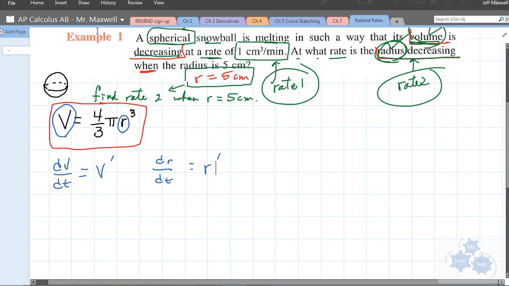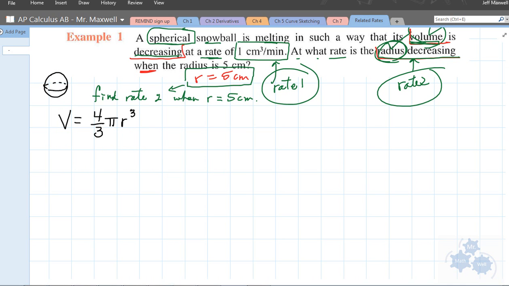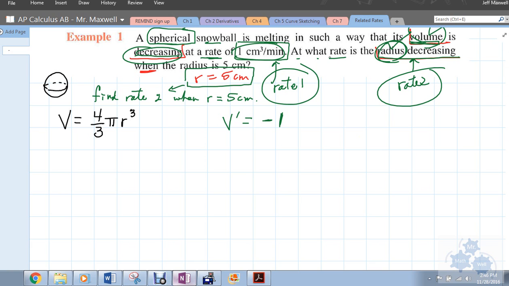Okay, so let me just erase this here to make some space. Clean this up a little bit. So, V prime, is this given in the question anywhere? Look at this question again. Is V prime, the instantaneous rate of change of volume, given in the question? It is, right here. The volume is decreasing at a rate of, there we go. The derivative of the volume is, now it's decreasing at this rate, so that's minus 1, or negative 1. So V prime is negative 1.